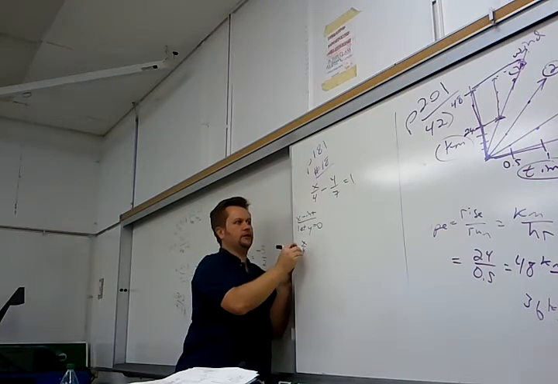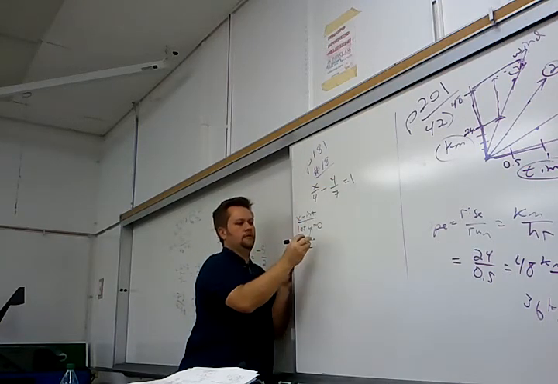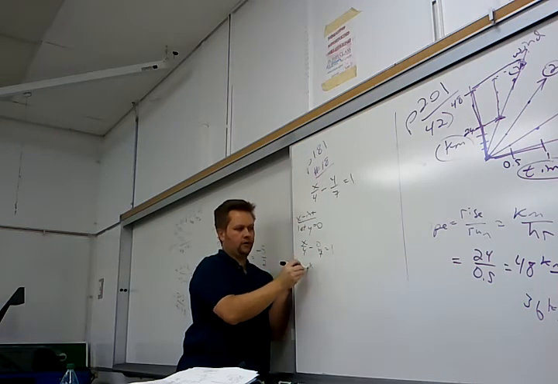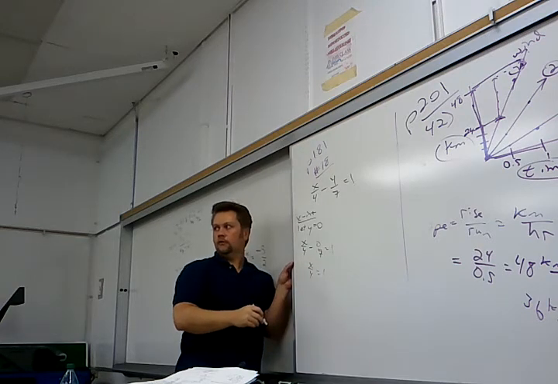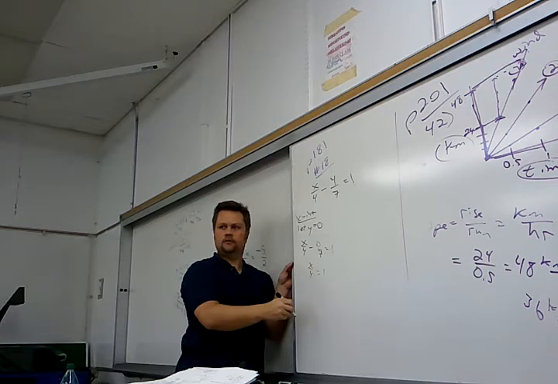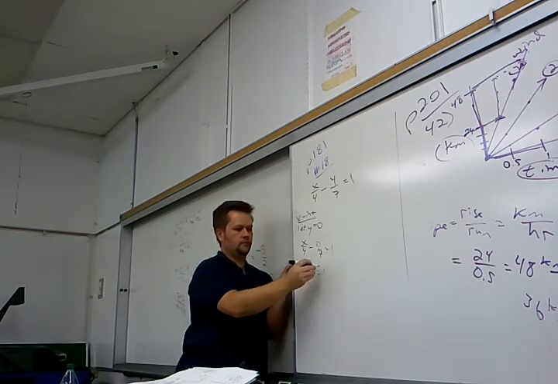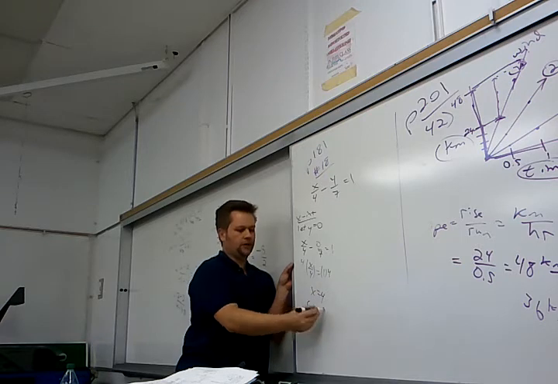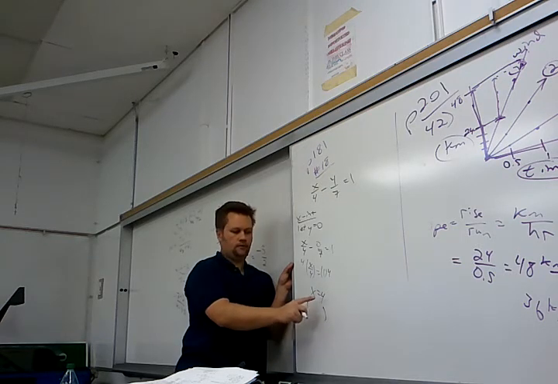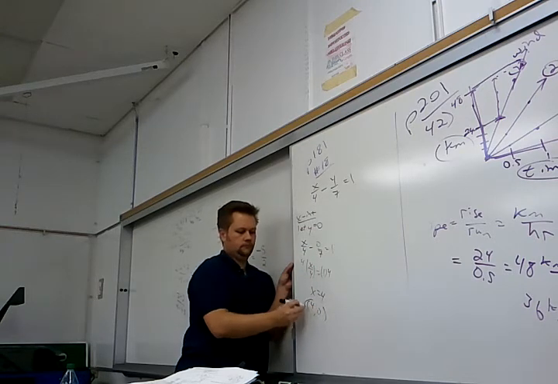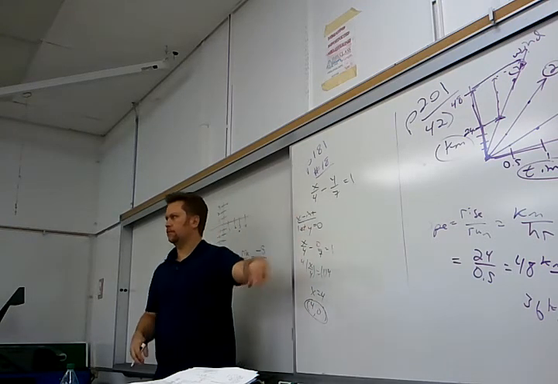So if y is 0, I get x over 4 minus 0 over 7. And what's 0 divided by 7? 0. So I get x over 4 equals 1. How do you solve for x? You multiply by 4, both sides. x equals 4. What's the point then? What's the intercept? 4, 0. That's the x-intercept.